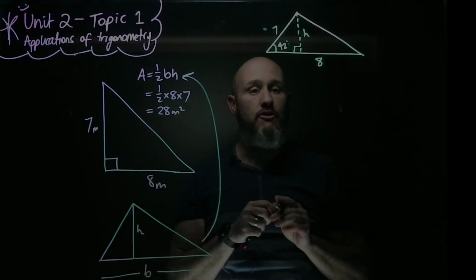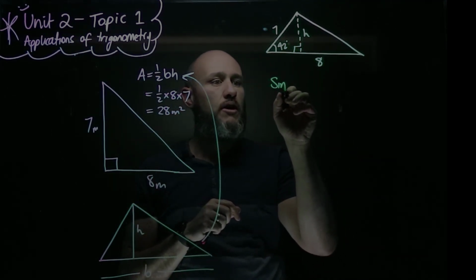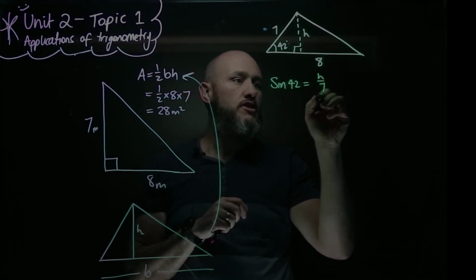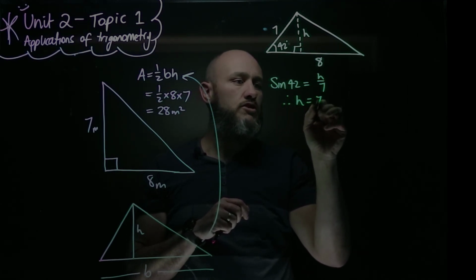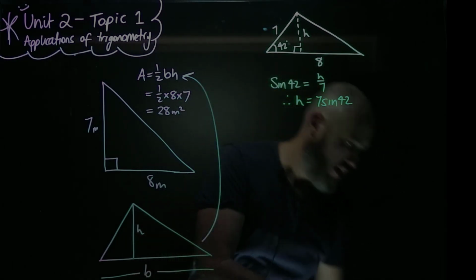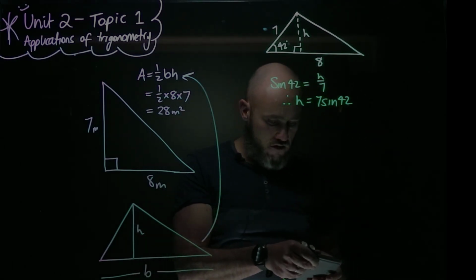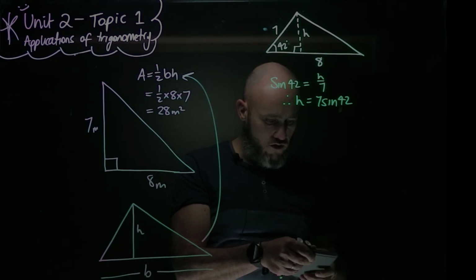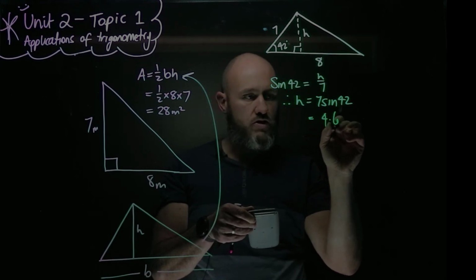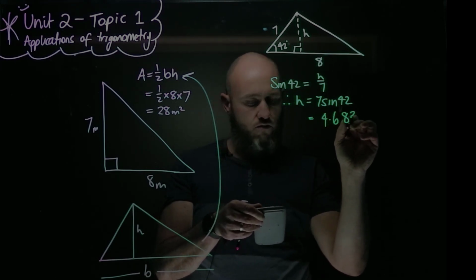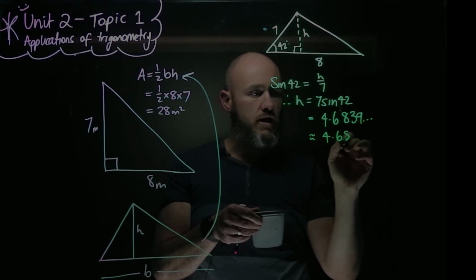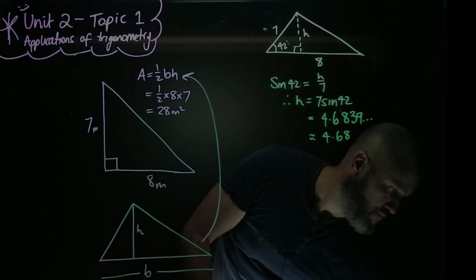And we just need to find height, which is our opposite, so it's a sine question. Sine 42 will equal h over 7, so therefore h will equal 7 sine 42, whatever that is, which I'll calculate now. 7 times sine 42, that's the height, therefore is equal to 4.6839, or 4.68, whatever the units are.